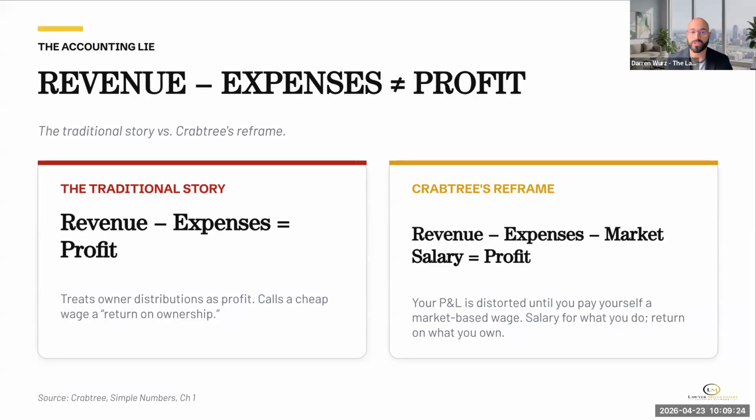A lot of times as business owners, we blend those together into one lump sum, or we're just paying ourselves what's left over. Anybody ever done that? No, I'm sure we haven't. I've done that. But it's really important to understand what your wage should be as a business owner, as an employee of the firm, because knowing that is really important for understanding if you're truly profitable. So his reframe is revenue minus expenses minus market salary equals profit. We just want to make sure that's included in there, and we're really capturing that.